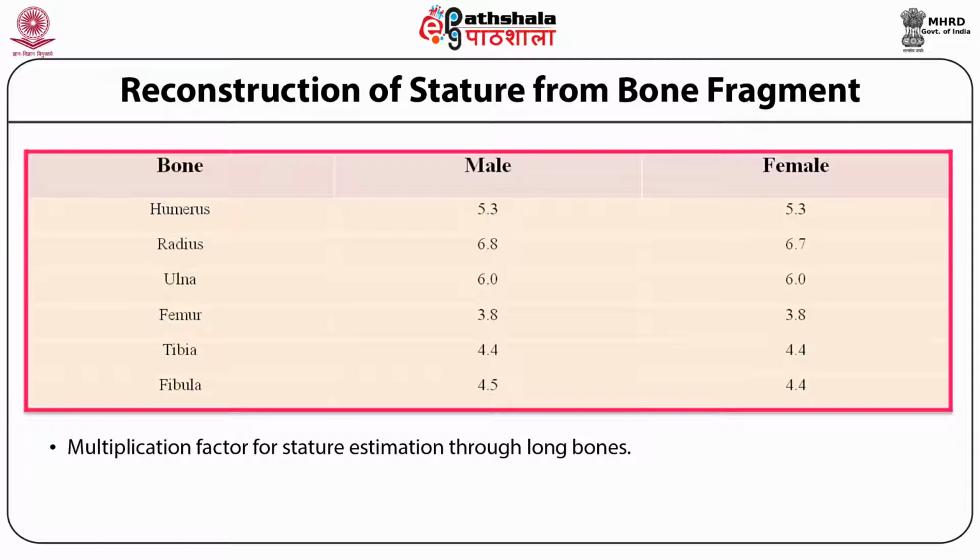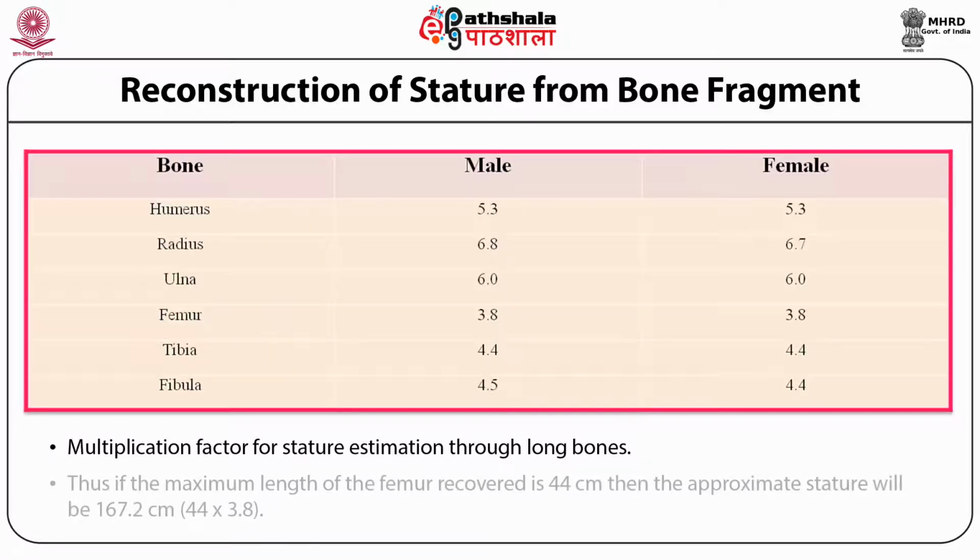In the case of the humerus, the multiplication factor is 5.3 for males and it is also 5.3 for females. For the radius, the multiplication factor is 6.8 in males and 6.7 in females. For the fibula, the multiplication factor is 4.5 in males and 4.4 in females. For example, if the maximum length of the femur is 44 cm, then the approximate stature will be 167.2 cm, which is obtained by multiplying the length of the femur by the multiplication factor.